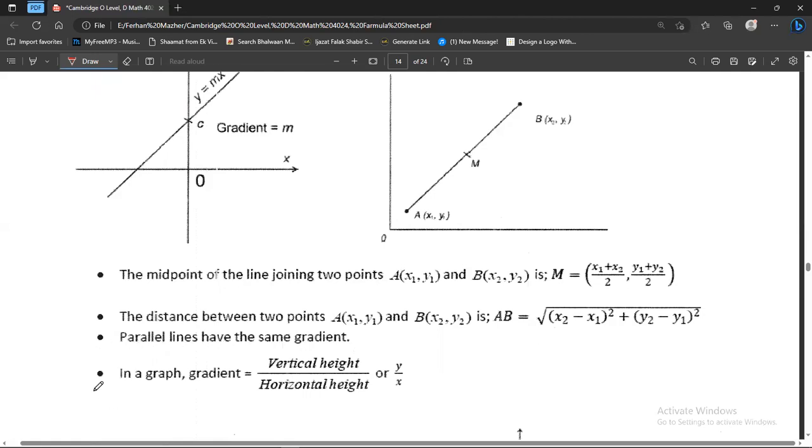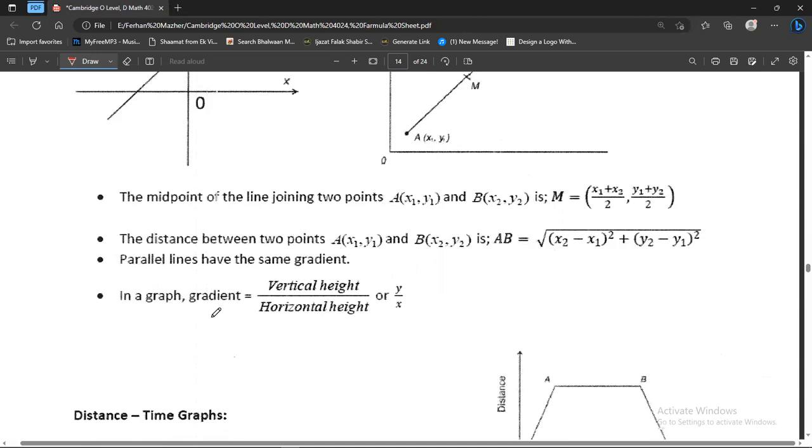Parallel lines have the same gradient. In a graph, the gradient is vertical height divided by horizontal height, and we say rise divided by run, rise divided by run, or y divided by x.